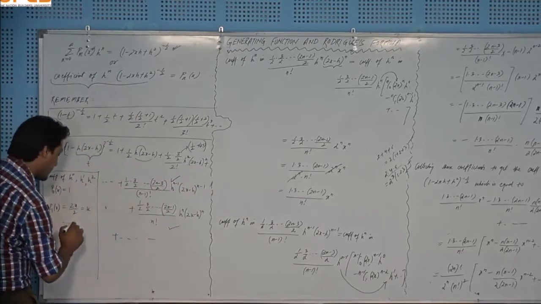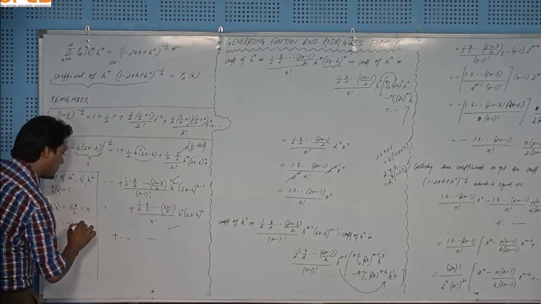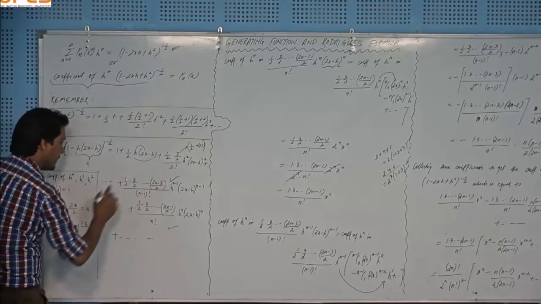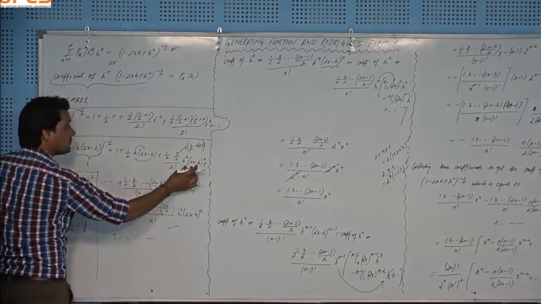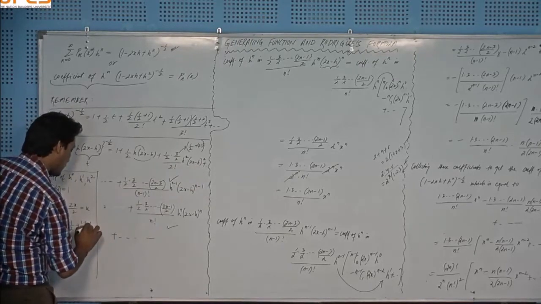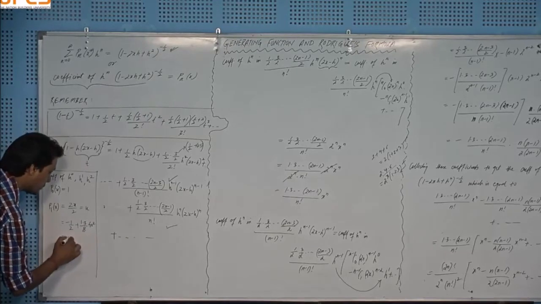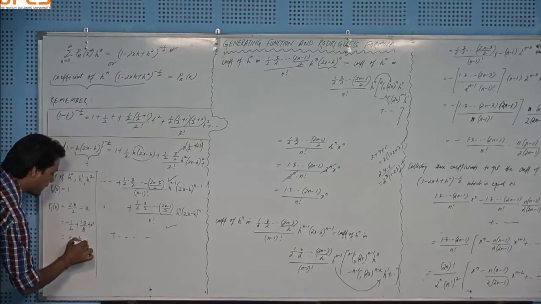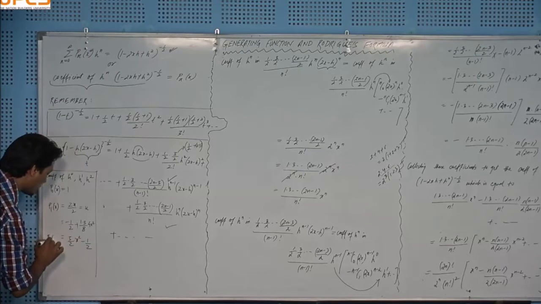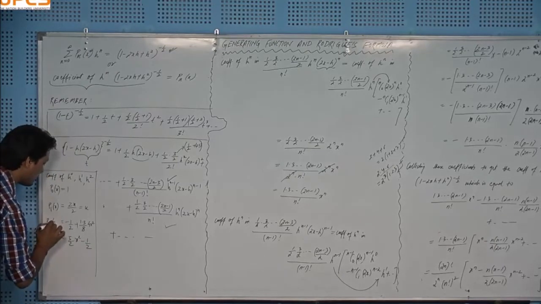So I will write that. Here from here we are having 4x square, if I'm not wrong, right? If you solve this, you will get 3 by 2 x square minus 1 by 2, this is P2x, right?